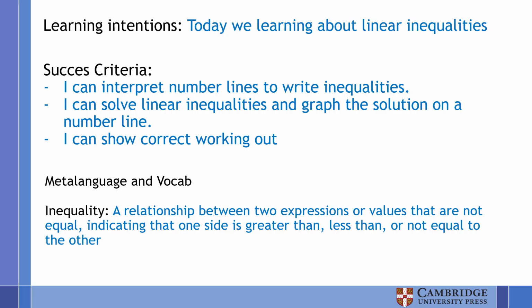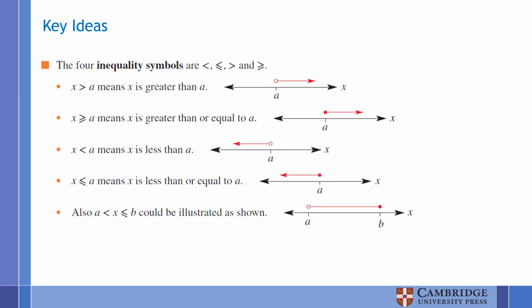Our success criteria are: I can interpret number lines to write inequalities, I can solve linear inequalities and graph the solution on a number line, and I can show correct working out. Our meta language in our vocab. So an inequality is a relationship between two expressions or values that are not equal, indicating that one side is greater than, less than, or not equal to the other. And you'll see us get to that shortly.